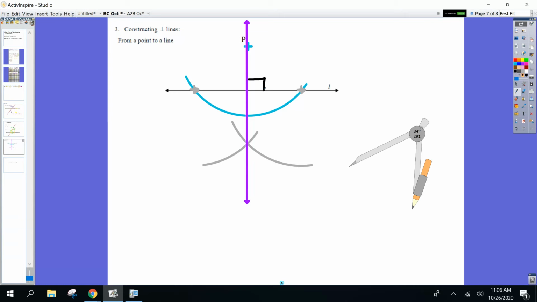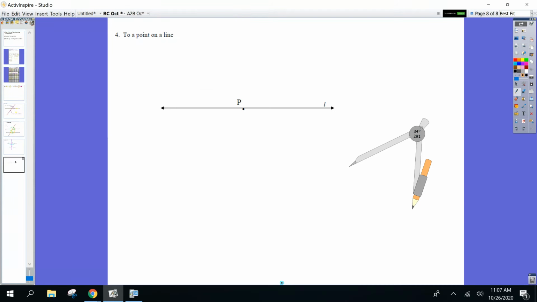Okay. And the only other thing, the last construction, which you guys can practice right now, is what happens if I take point P and put it right on the line? Nothing changes. It's the same construction, everybody. It is the same construction.